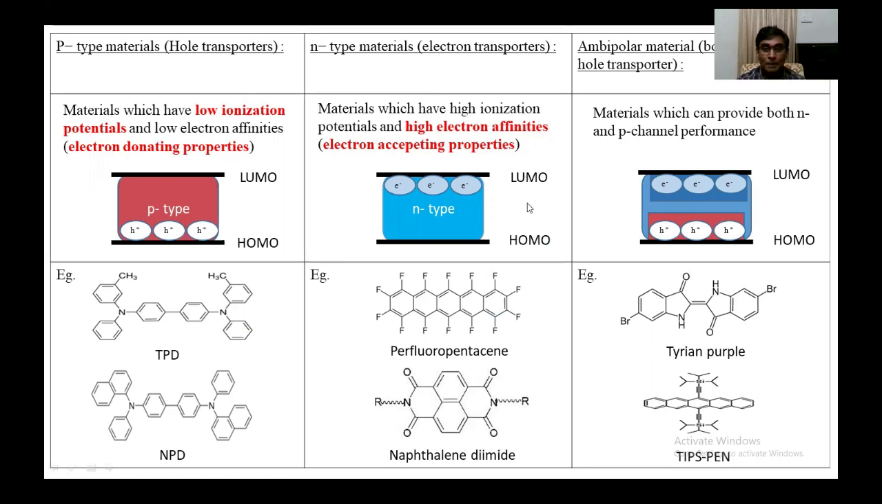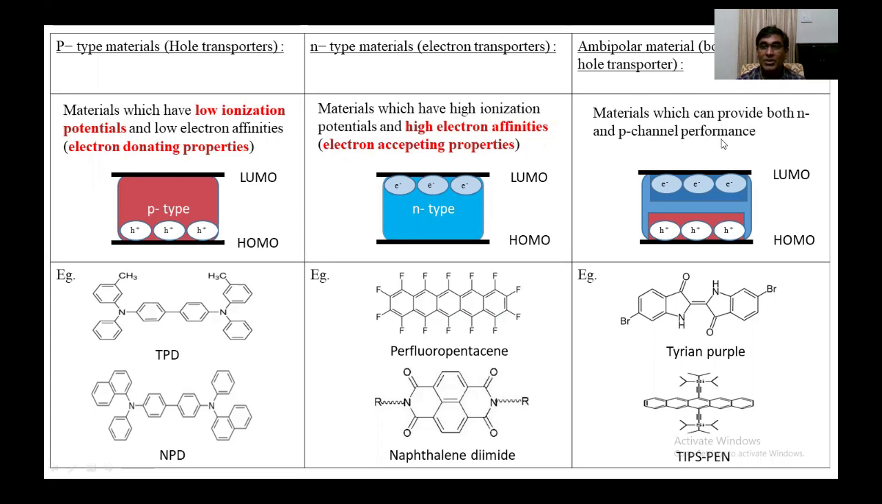The third kind of materials are ambipolar materials, which have both properties, acting as a hole transporter as well as an electron transporter. These materials can provide both N and P channel performance. The examples are Tyrian purple and TIPS-pentacene.